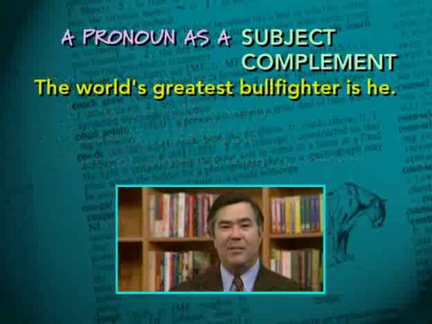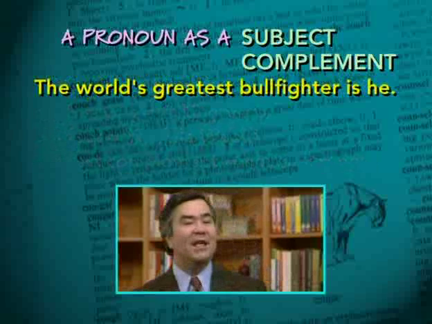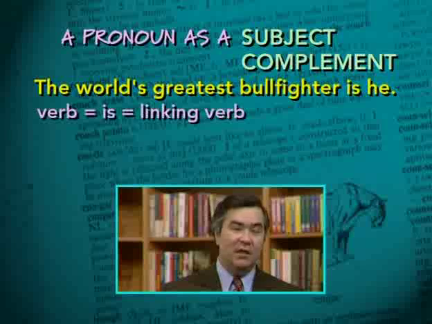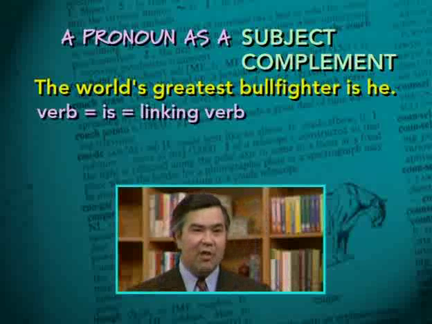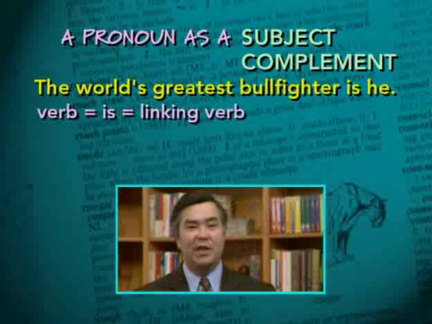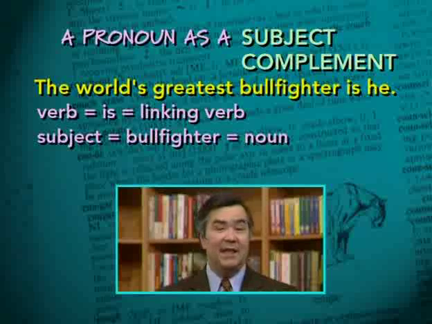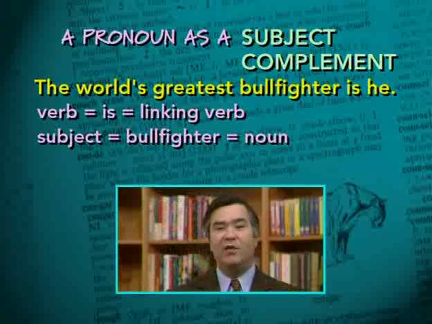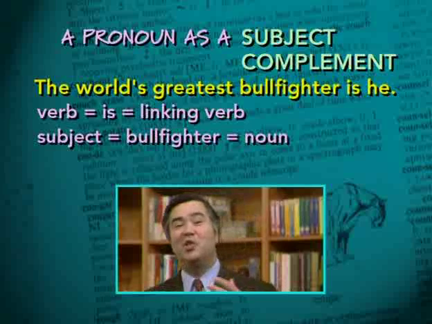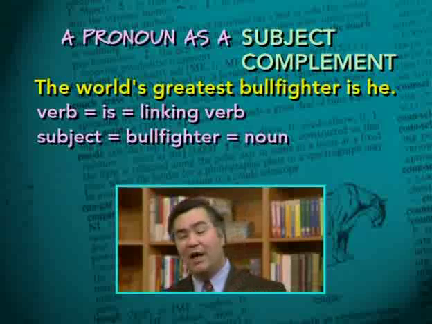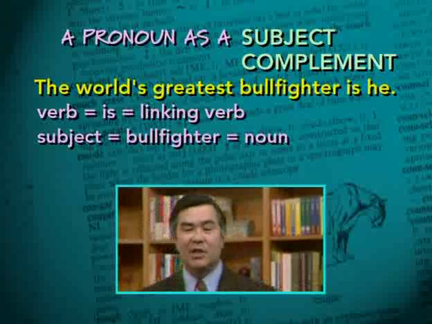Here's a different example. The world's greatest bullfighter is he. What's the verb here? The verb is. It's another form of the common linking verb to be. What's the subject of the verb is? The subject is bullfighter. That's the noun, which is the subject of the verb, and the other words there give more information about bullfighter. Which specific bullfighter? The world's greatest bullfighter. Now, what follows the linking verb is the subject complement.